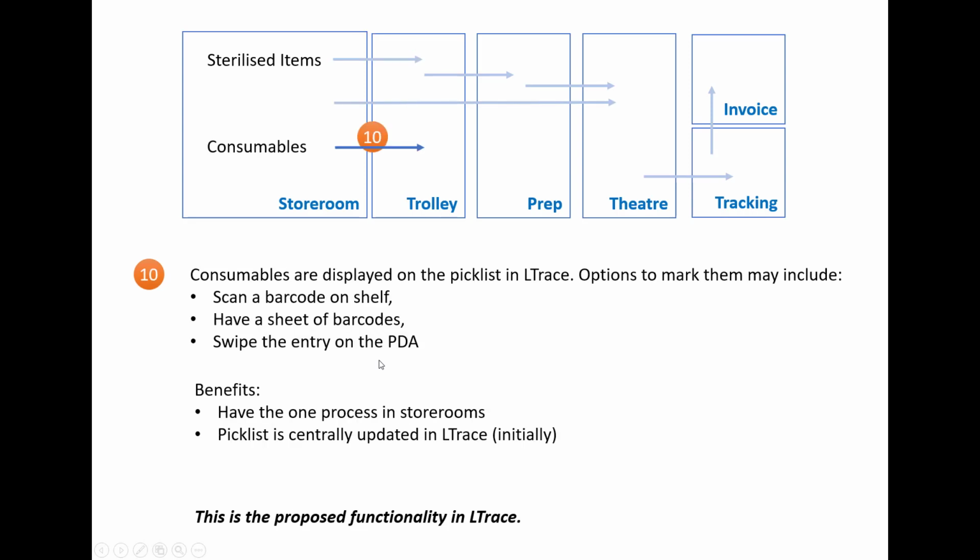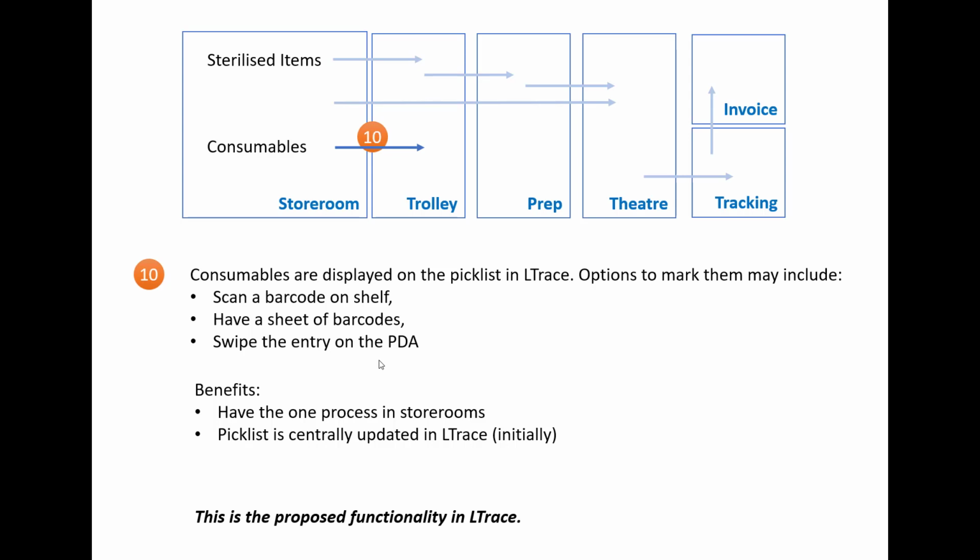What I'm saying is the next step for us is just to add the concept of consumable items onto this pick list. So consumable items will be marked off on the pick list, and there's a couple of ways we can do this. The first one is we could put a barcode on the shelf near the item, and so you scan that barcode and it'll automatically mark it off.